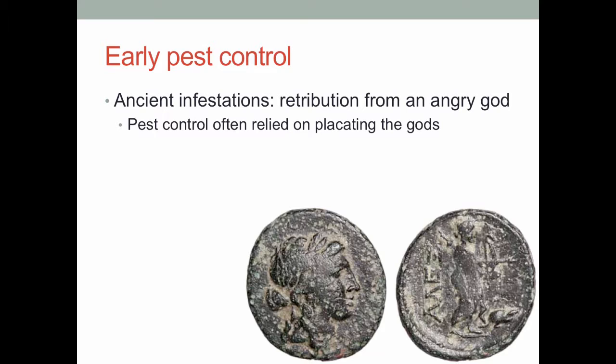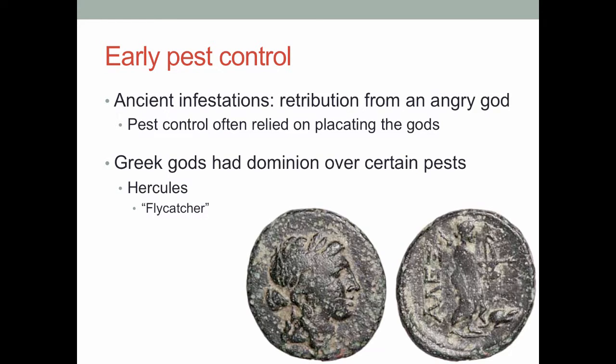Alternatively, in Greek or Roman societies, where the gods basically were like a bunch of petty high school students all fighting with each other all the time, you might not have even done anything wrong. A god might just be being petty and obnoxious and dropping pests into your field for no reason. And so you can't do anything about it. But anyway, oftentimes, to get rid of pests, you had to go to the gods and placate them.